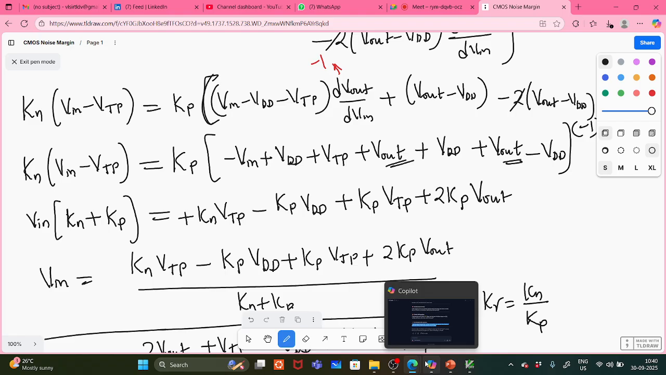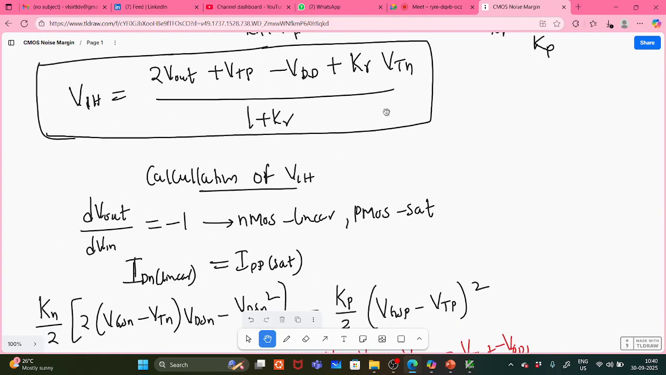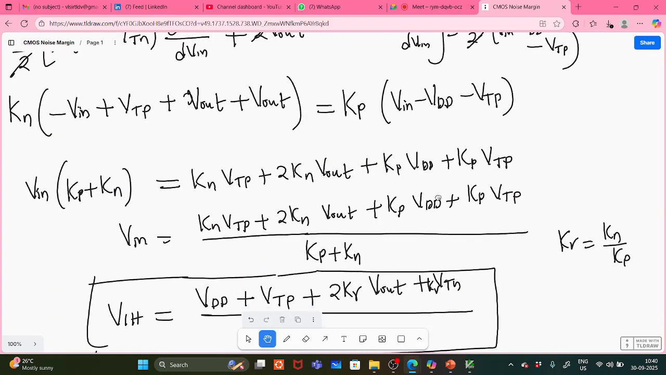If you see the CMOS characteristics, what are the characteristics of CMOS? Why are we going for CMOS in VLSI? There are some characteristics in CMOS, and those characteristics we'll see.